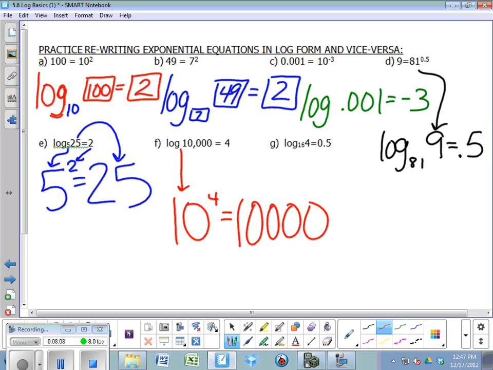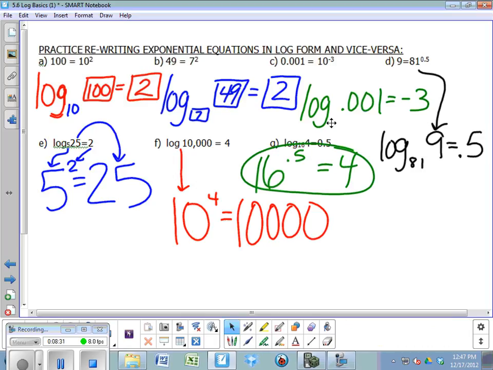So what about G? Four equals 16 to the 0.5 power. Okay? 0.5 power is the 1/2 power, which we learned earlier in this unit means the square root. The square root of 16 is 4.